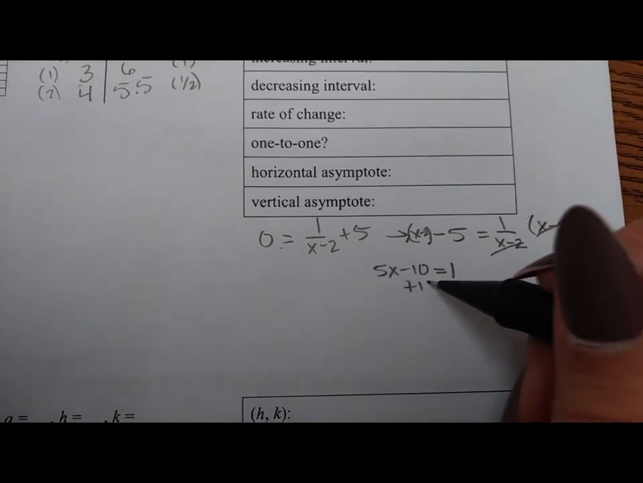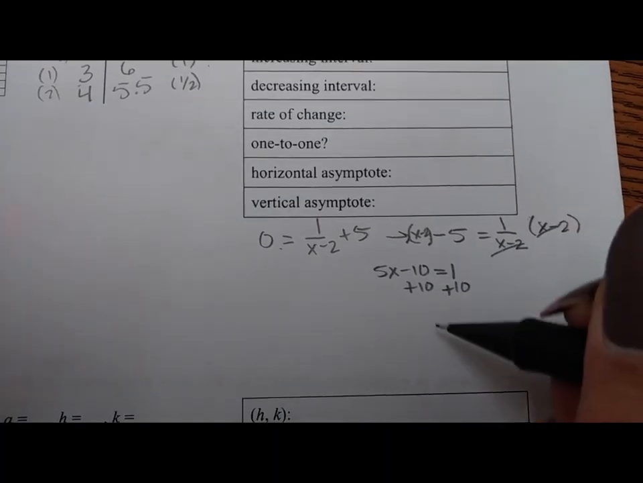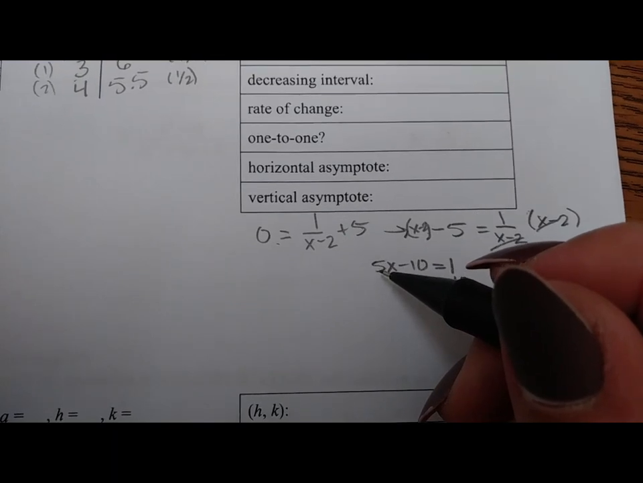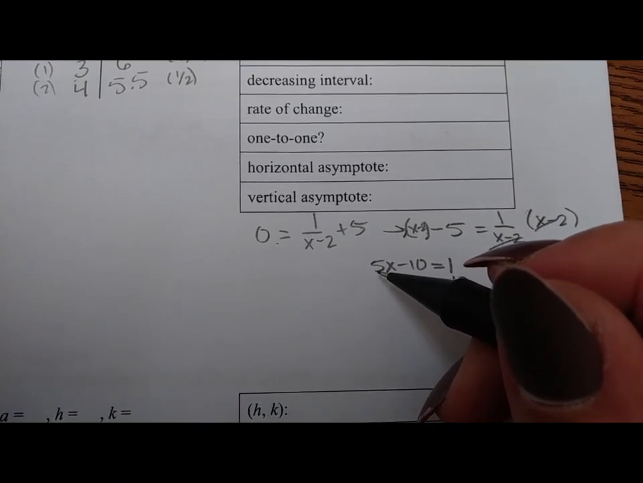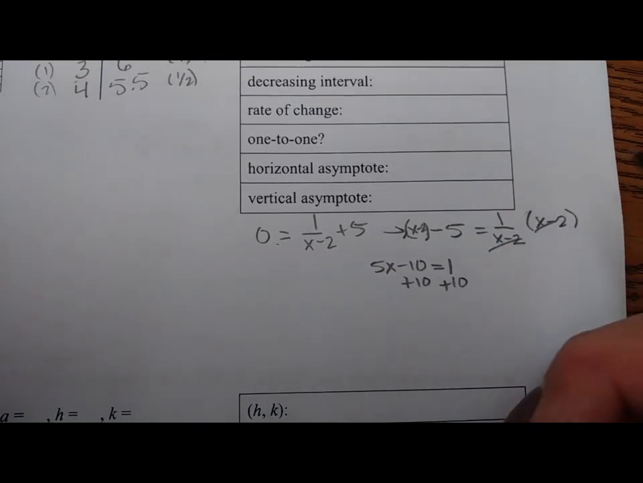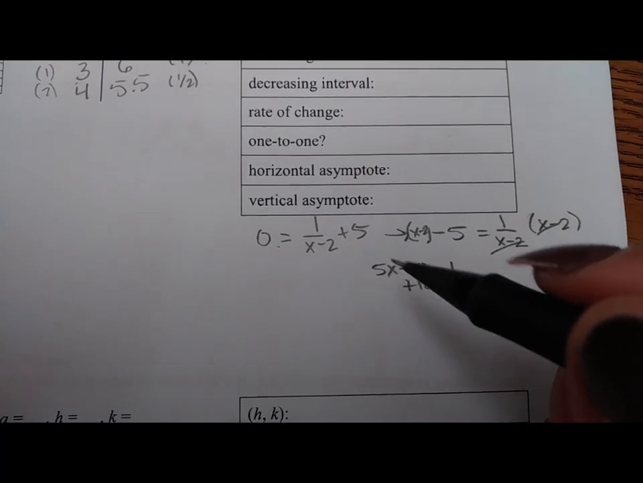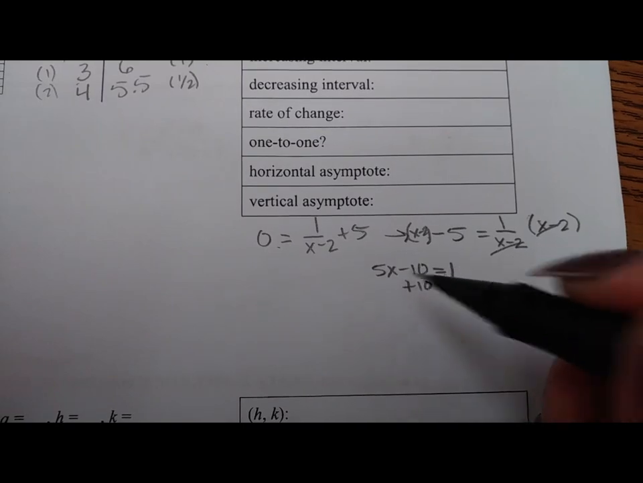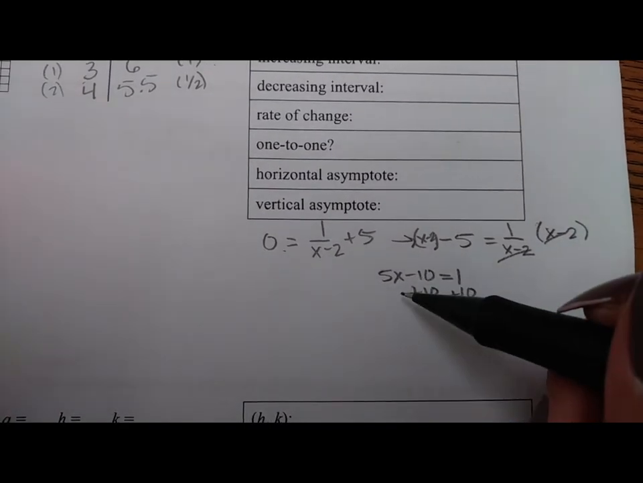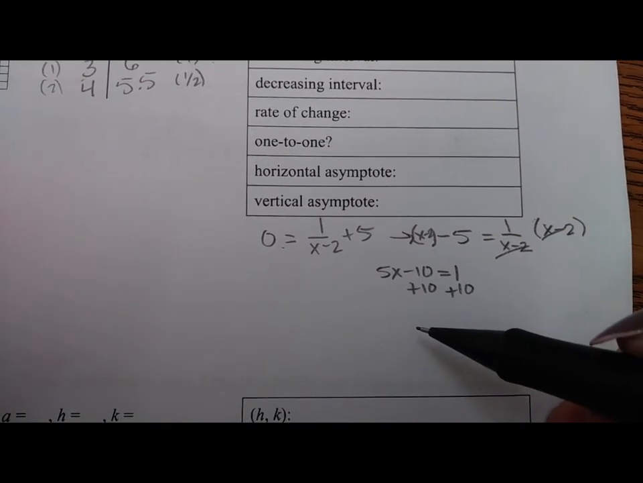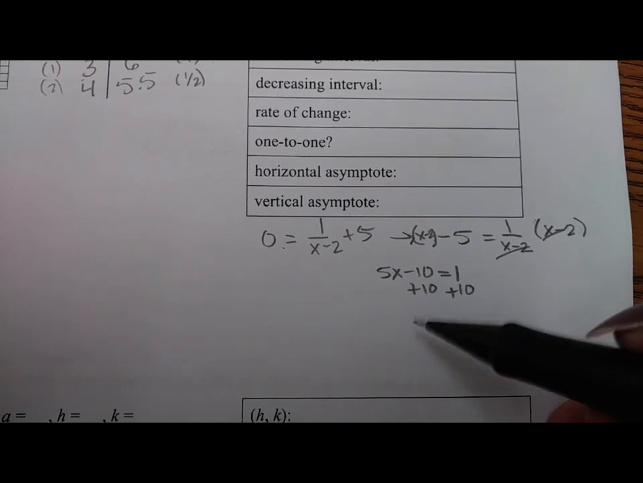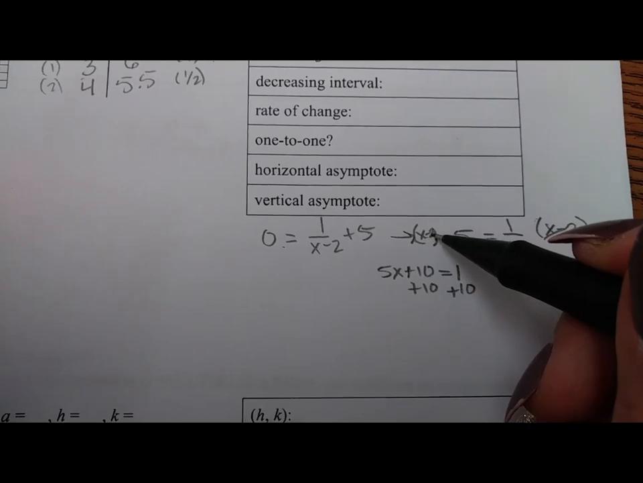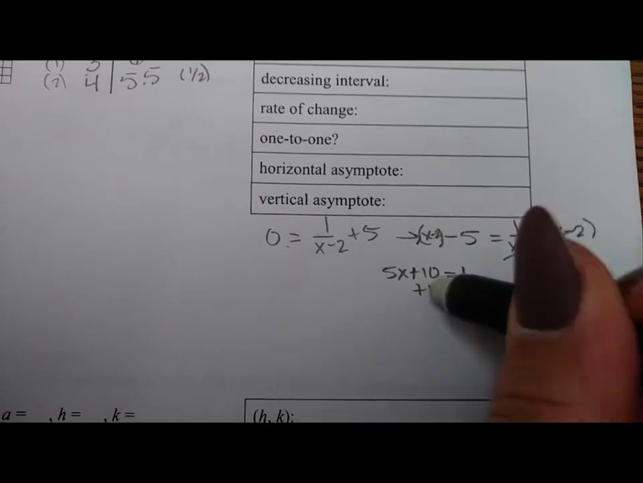Now we have to add 10 because, again, our whole point is to get x by itself. Something looks wrong. Oh, sorry. This should be plus 10 because it's -2 times -5.